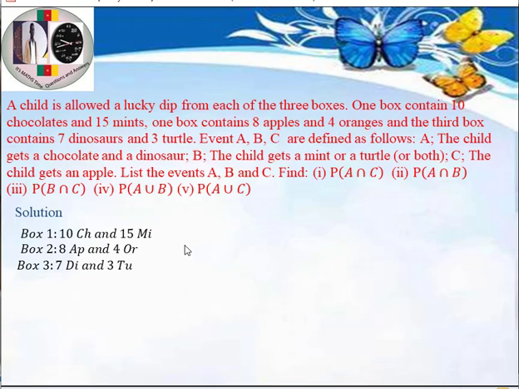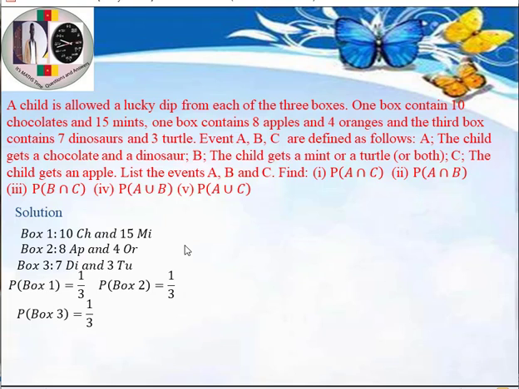So in this case, to select a box, we have 3 boxes and each of them has equal probability. So the probability of selecting each box will be 1/3 because it will be 1 box out of 3 boxes. So the probability of selecting the first box will be 1/3. The probability of selecting box 2 will be 1/3, and the probability of selecting from box 3 will be as well 1/3.